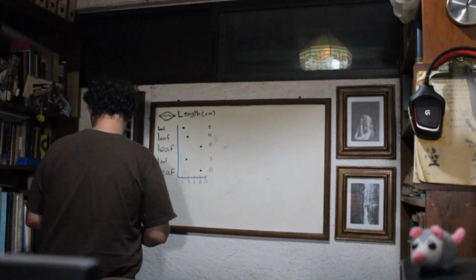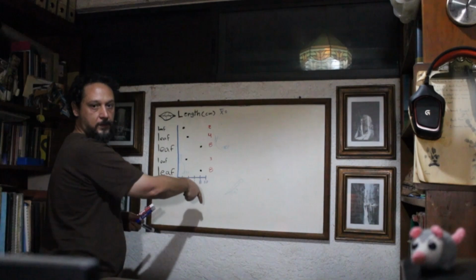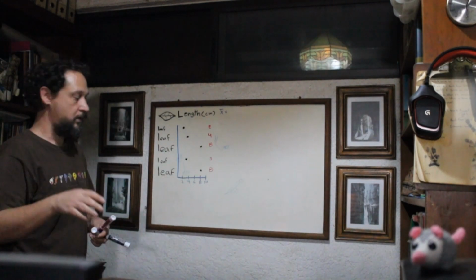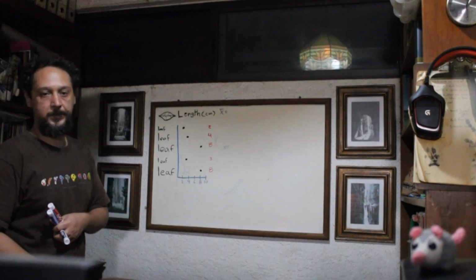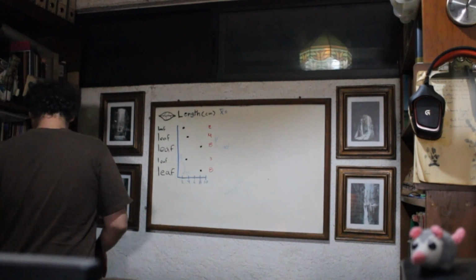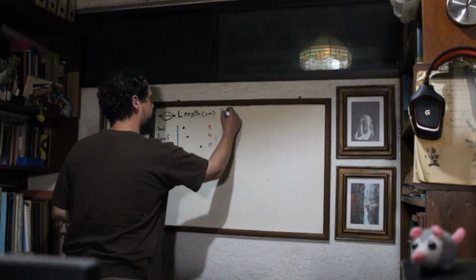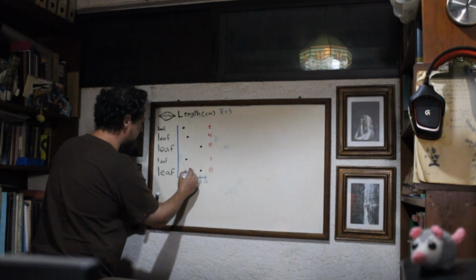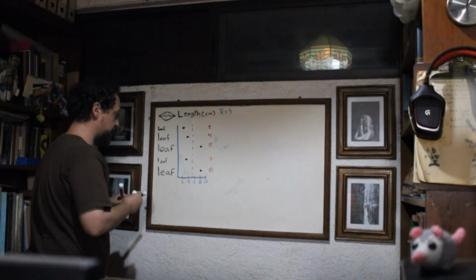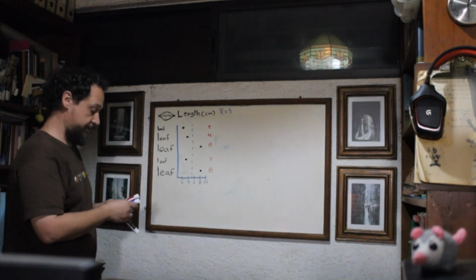First, we need to calculate the mean. You know, it's the sum of all numbers over the total number of observations. So in this case, we have a mean of 5. So it will be around here. That is the average length of the leaves.